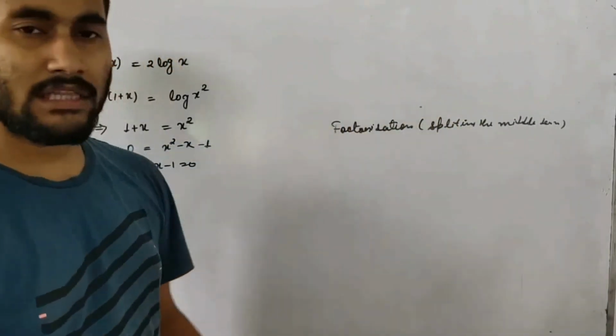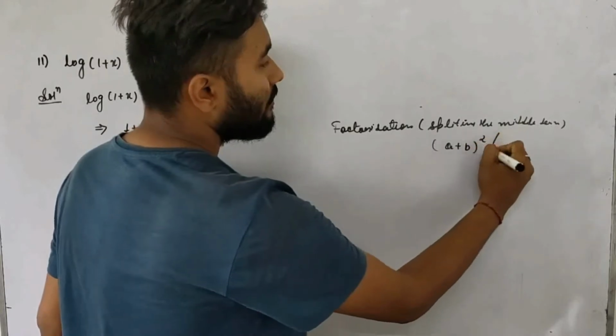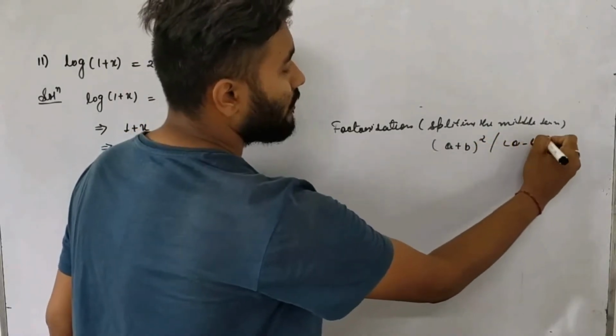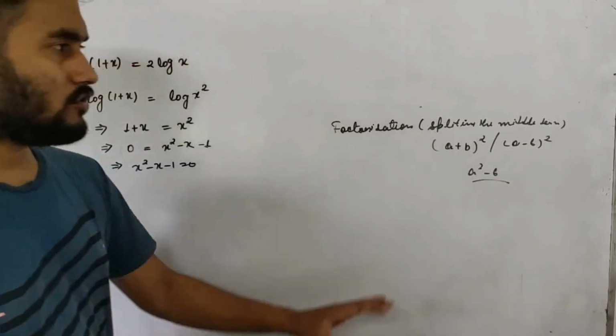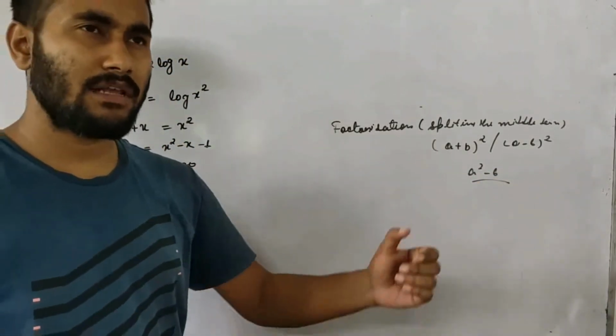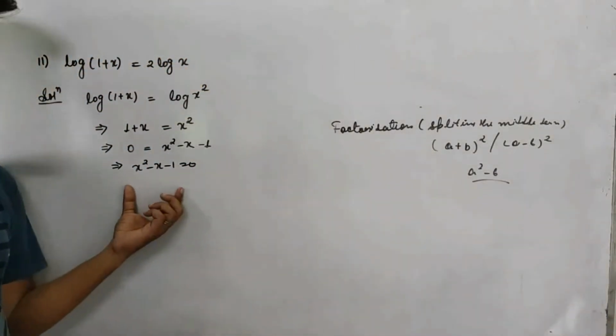Not only by splitting the middle term, by a plus b whole square also you have learned. By a minus b whole square also, by a square minus b square also you have learned. So you have learned how to factorize. By a plus b plus c whole square also you have learned. Okay. But this type of question, can you factorize?